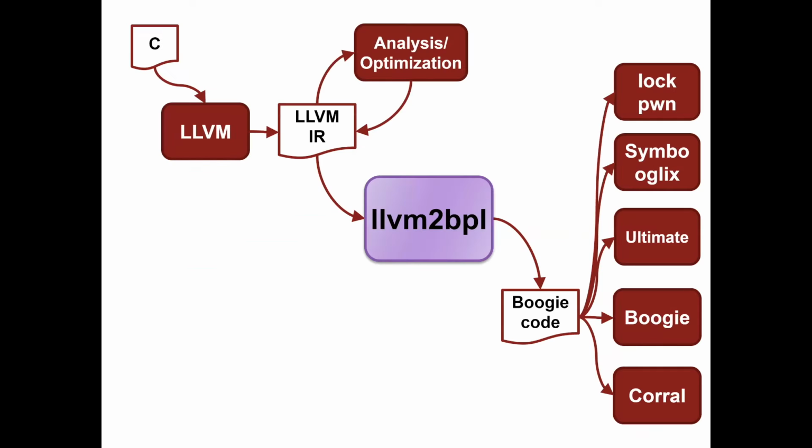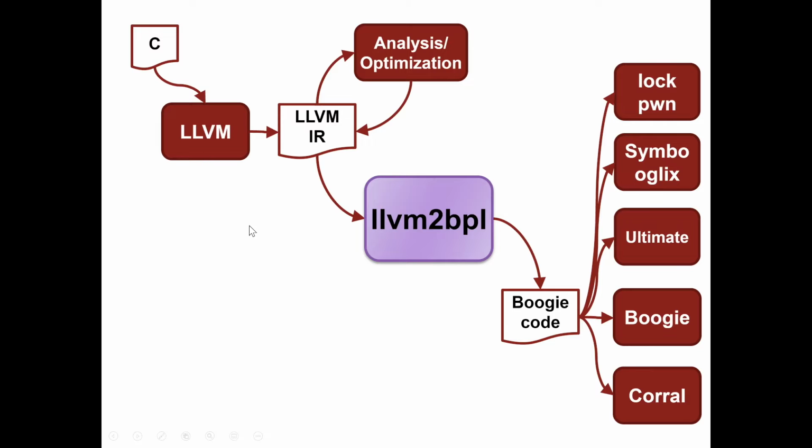Okay, so before we get to multi-language verification and Rust and so on, I want to give a little bit of background information on our SMAC verifier. So this is a tool flow of SMAC. SMAC is based around LLVM on the front-end side and Boogie intermediate verification language on the back-end side.